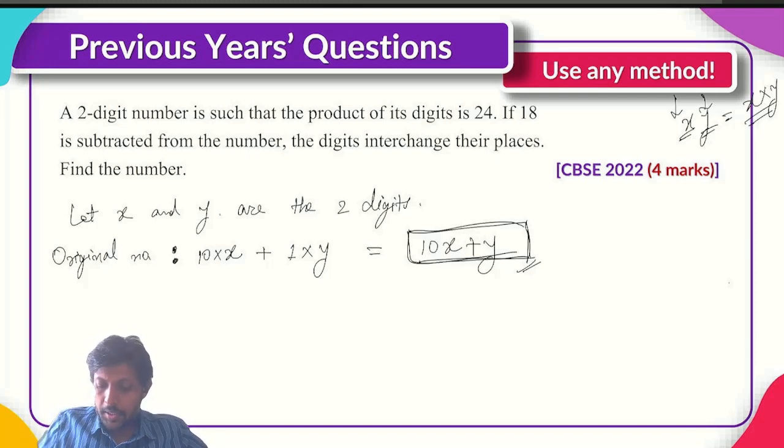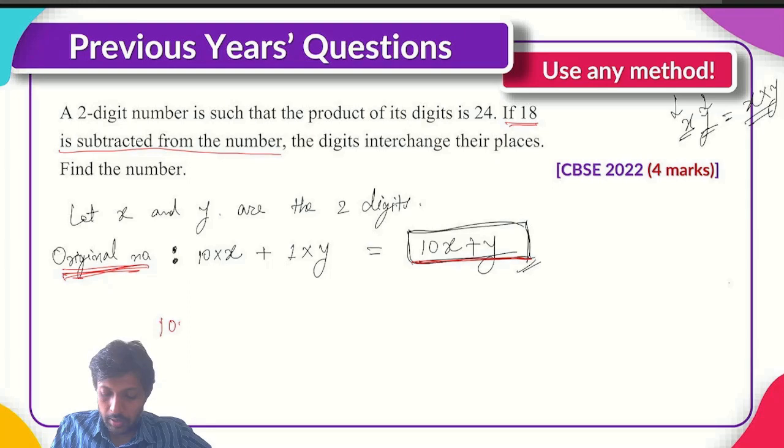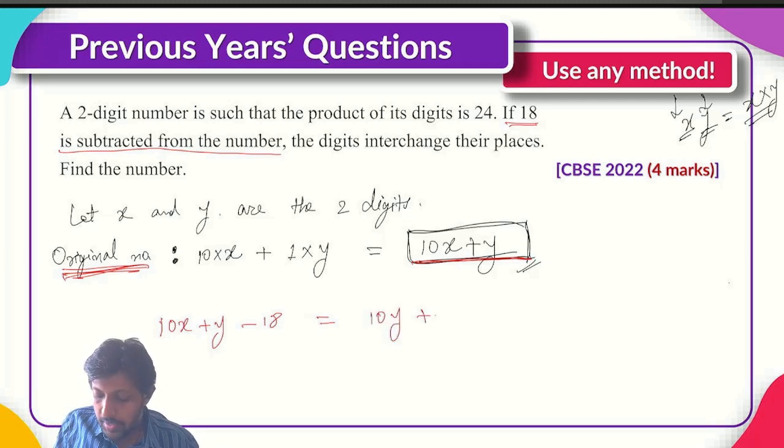What does the second statement say? If 18 is subtracted from the original number, the digits interchange their places. That means y comes to the tens place and x goes to the units place. We have to subtract 18 from the original number, which is this. So 10x plus y minus 18. If this happens, we get a different number in which the digits are interchanged. So that means 10y plus x.